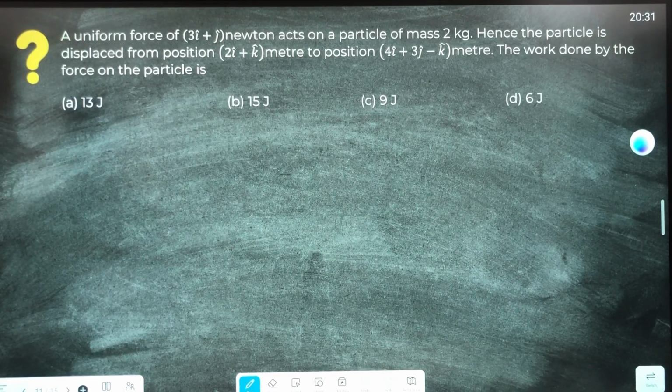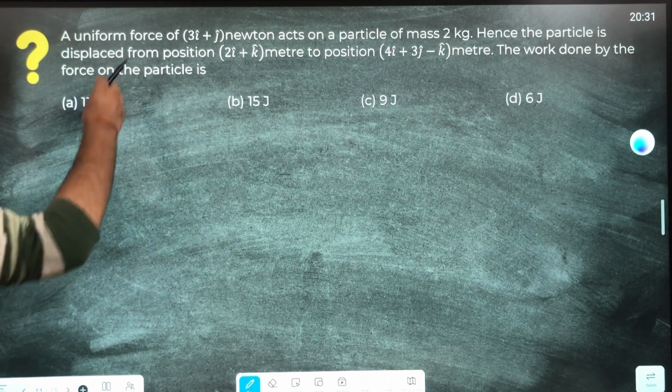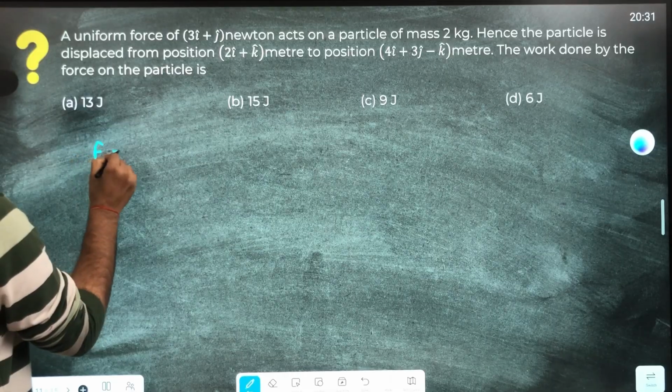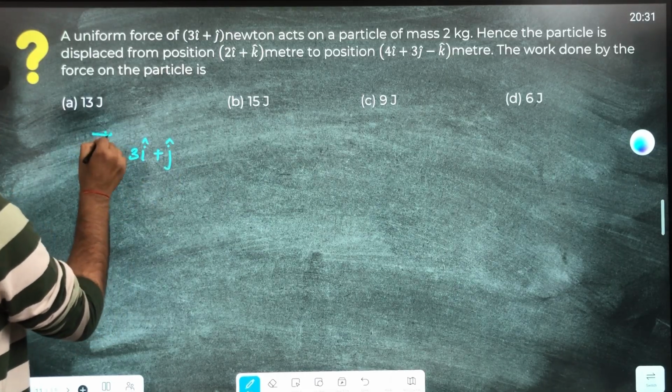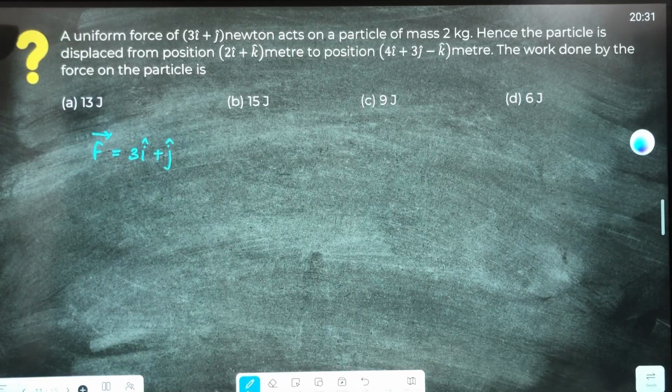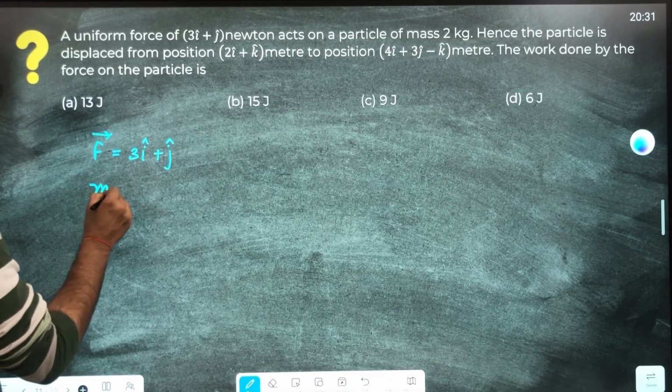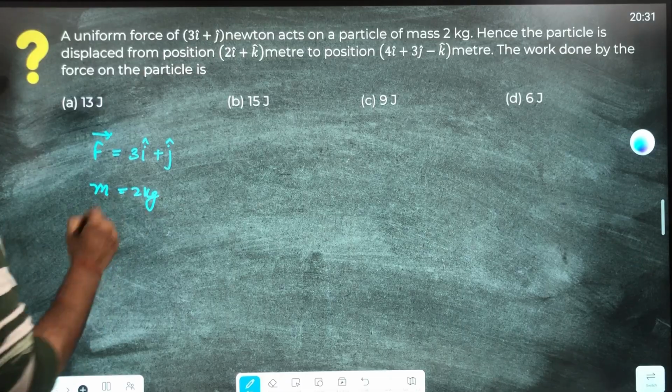Great. Our next question is quite similar to the previous one. A uniform force F is given as 3i plus j, again a vector quantity. Newton acts on a particle of mass 2 kg. M is nothing but 2 kg. Let's see if we require mass here in this case.